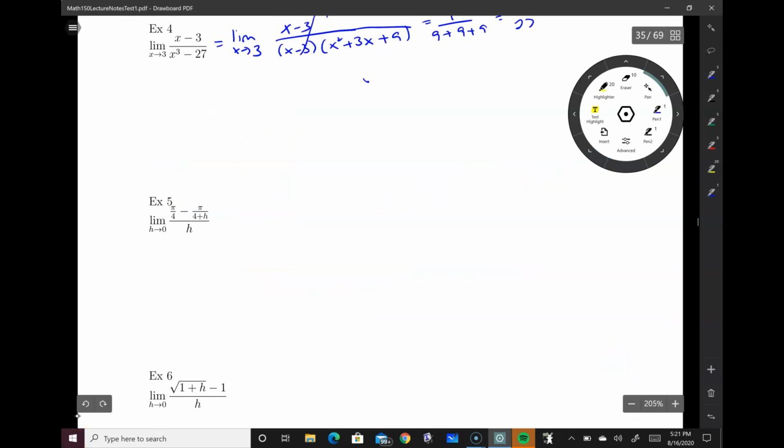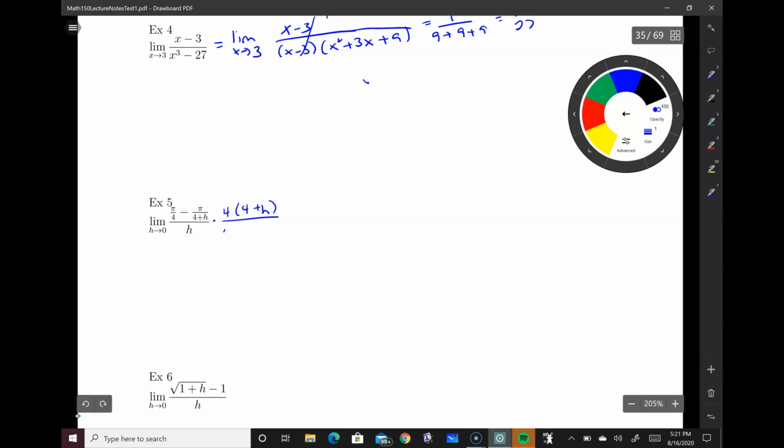All right, so here, if I plug in h equals 0, I get 0 over 0. So let's multiply by the least common denominator so that I can get rid of the fractions. So, limit as h goes to 0. Remember to write it every single time. Distributing, canceling as I go.